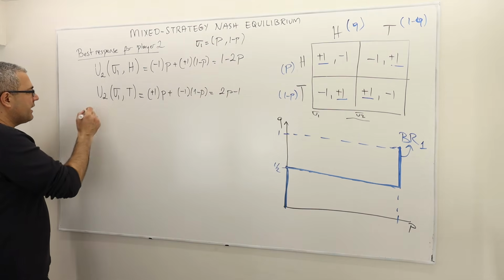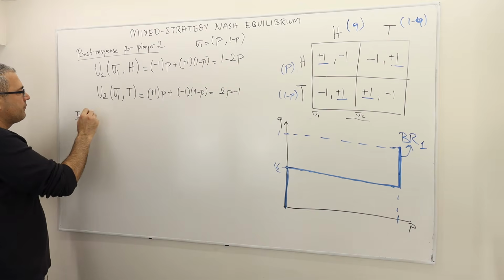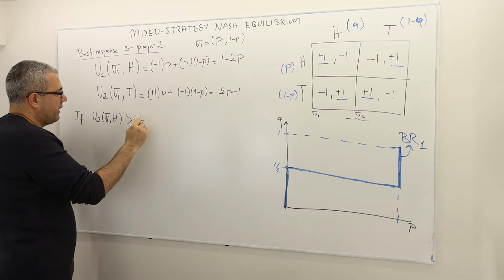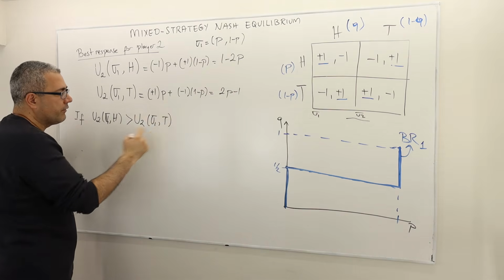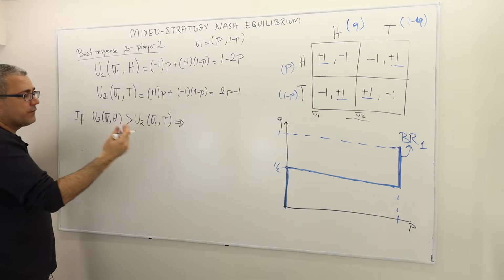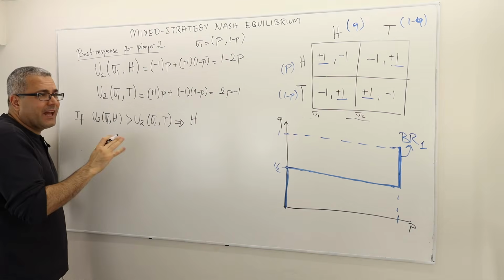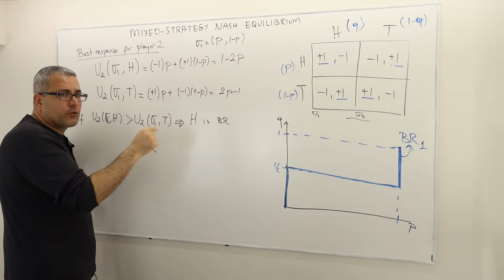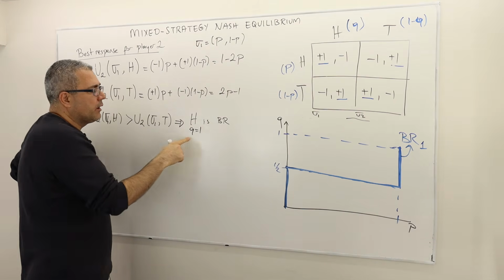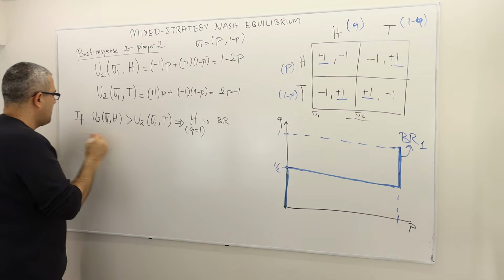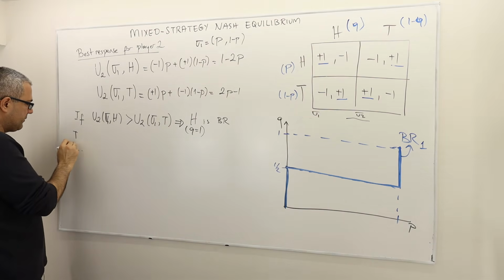All right, so once again, if the expected payoff of playing head is greater than the expected payoff of playing tail for the second player, well then head is better than tail. So therefore, she's going to play head for sure. Head is the best response. Well, what does that mean, playing head for sure? It means playing Q equals 1. All right, so let's leave some space.